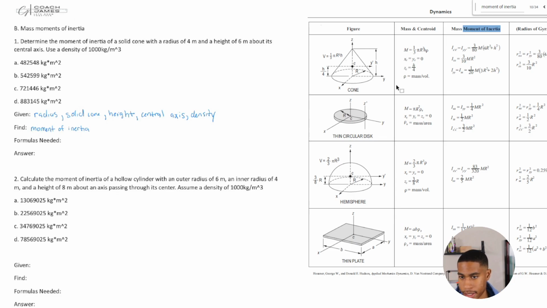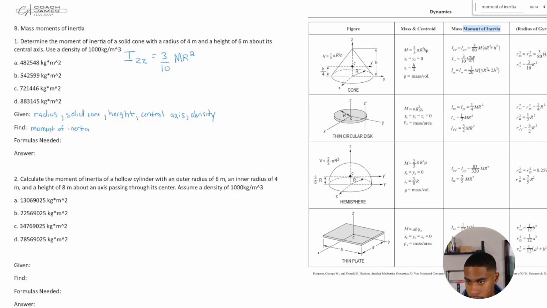It said about its central axis, which means it would be along the Z axis, right? It wouldn't be the X or the Y. The center is coming about this Z axis. So we would be looking at I of ZZ is equal to 3 over 10 MR squared. So we got one of the formulas that we will need. I sub ZZ is equal to 3 over 10 MR squared. Now the thing is, based on the diagram, what is M?